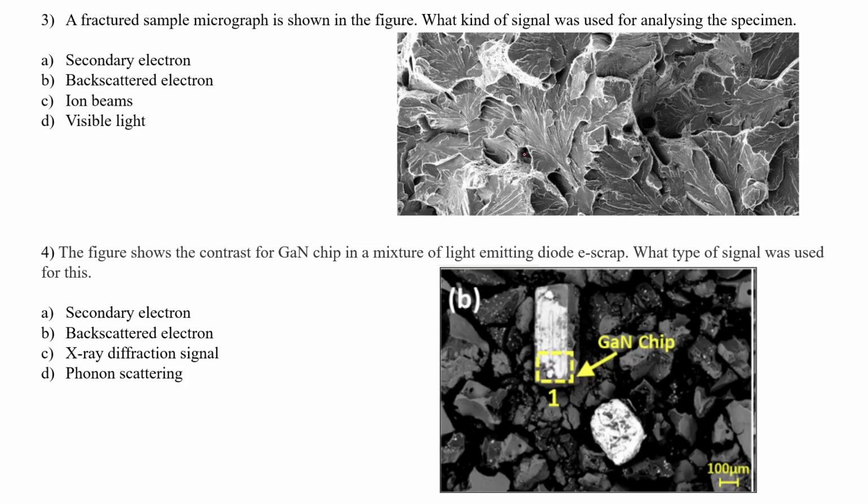Since you can see that there are a lot of regions, this is not a smooth surface and there are regions which are very above and very below. So this is having a very good depth of focus image. So now can you please tell which type of electrons are being used to image this? Please try. Anyone?